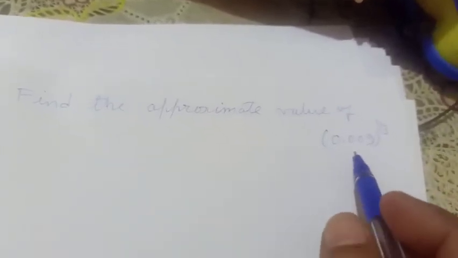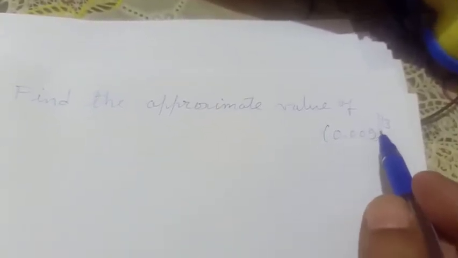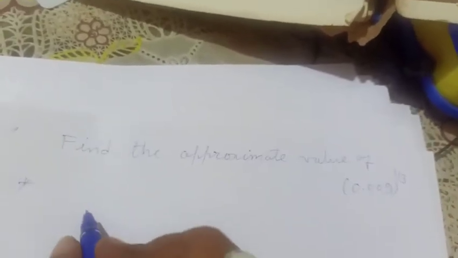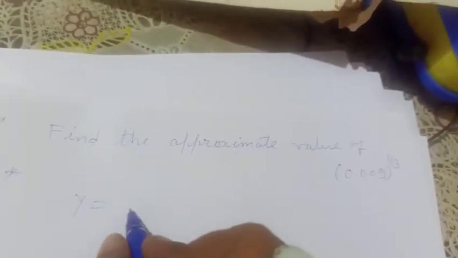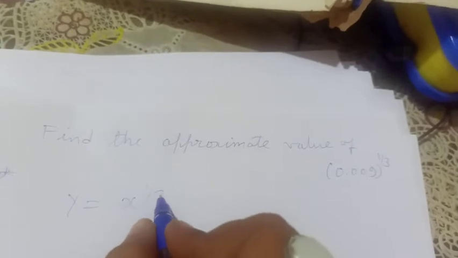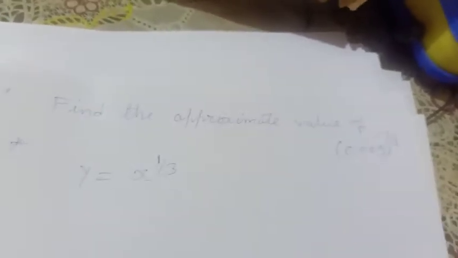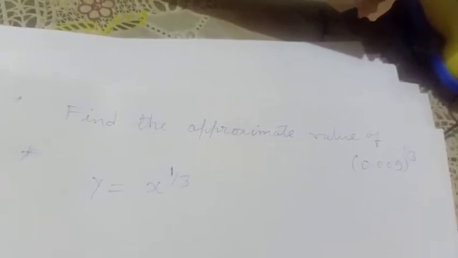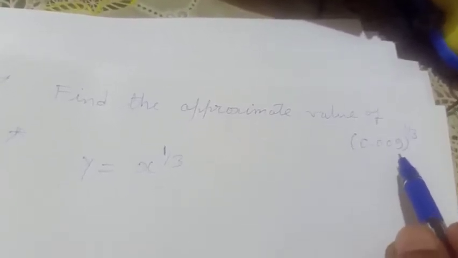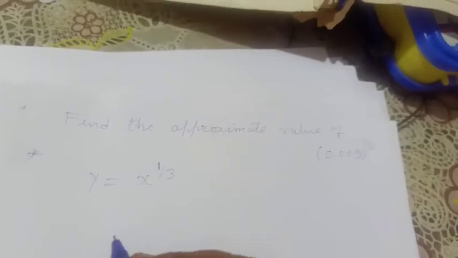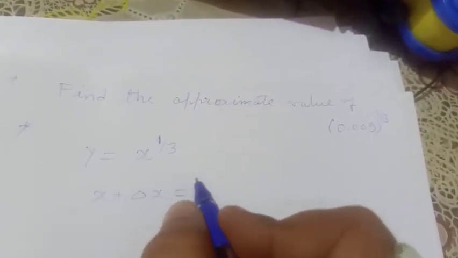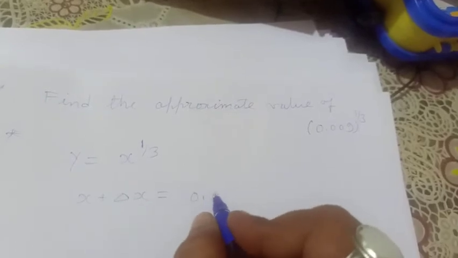So here we have something raised to 1 by 3. So we will assume that y equals x raised to 1 upon 3, the corresponding function. Y equals x raised to 1 by 3. And this number 0.009, we will take it as x plus delta x. So we will write x plus delta x equals 0.009.